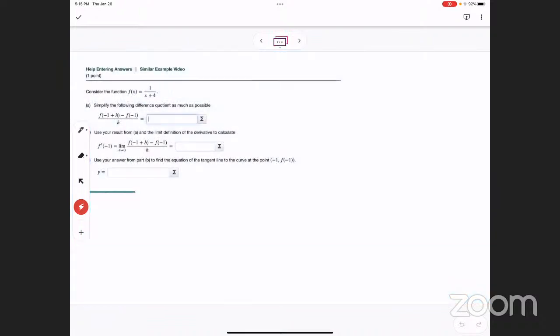Yes, that's exactly why. Now for this, it might be different. This one, you're going to do something different to simplify this. So for this, again, I'm plugging this in for my x. So f of that is going to be 1 over -1 plus h plus 4. I use parentheses when I plug it in, minus f of -1, which is 1 over -1 plus 4, because I plugged in -1, all over h.